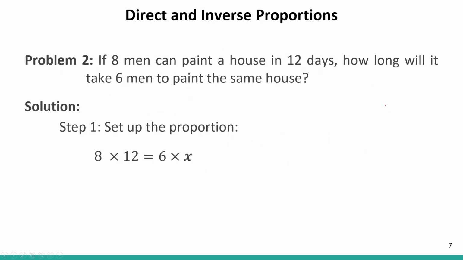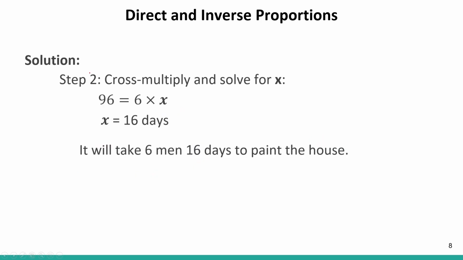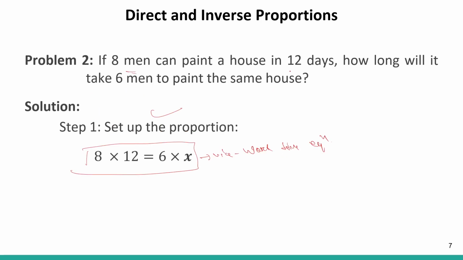Let's see the step-by-step solution. Setting up the proportion, that is 8 into 12 is equal to 6 into x, by the work time equation. Cross multiplying and solving for x, we are left with 96 is equal to 6 into x, or t, whatever you can say. So x is equal to 96 by 6, that is 16 days. So it will take 16 days for 6 men to paint the same house that has been painted by 8 men in 12 days. This will be the correct answer.